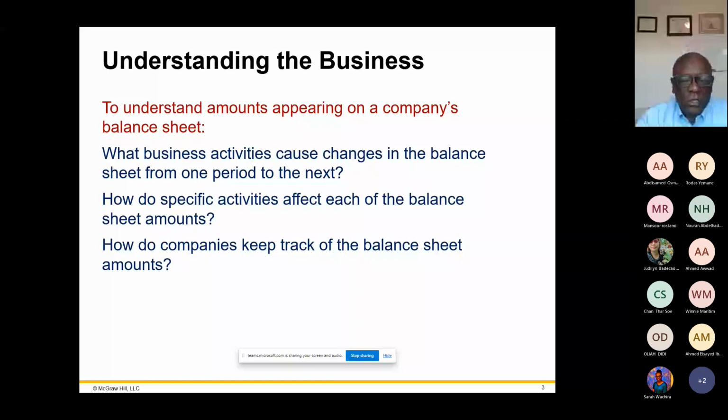Because that is where the transactions will all come or go to. Who can tell us the components? Assets equal to liabilities plus stockholders' equity. So that means on one side we have assets. Yes, but we have current assets and long-term assets. Very good. Current assets and long-term assets, and the total will give us total assets.